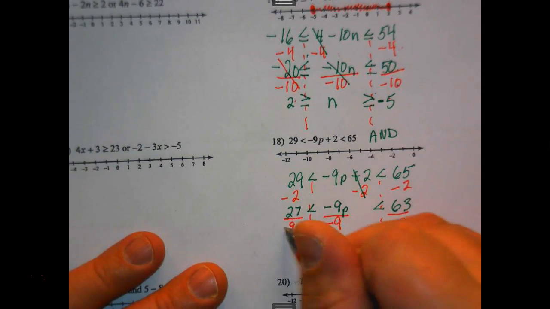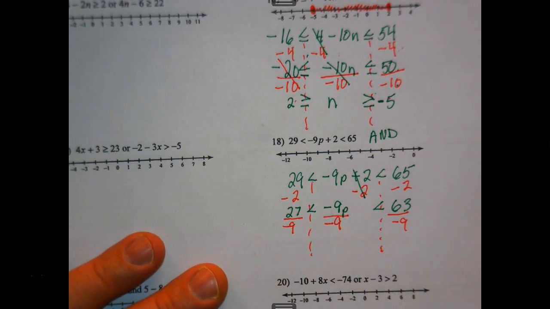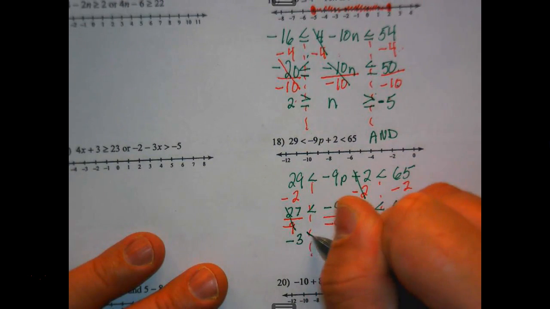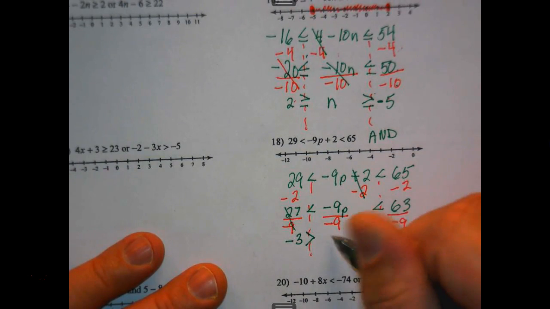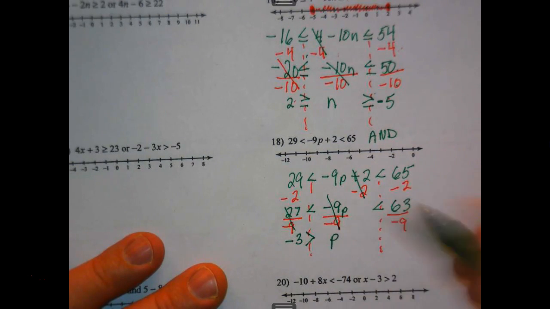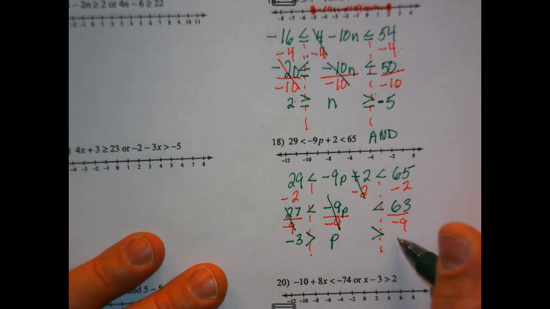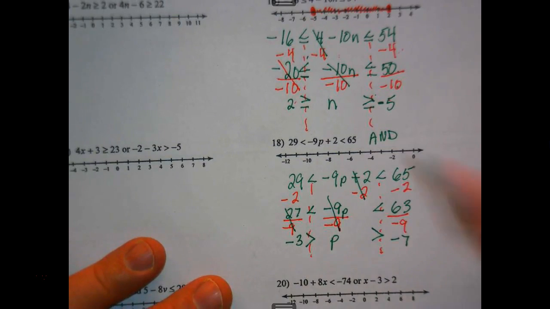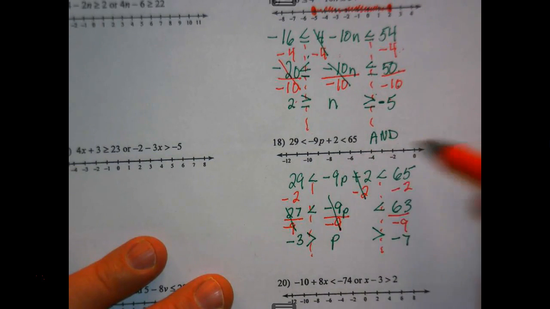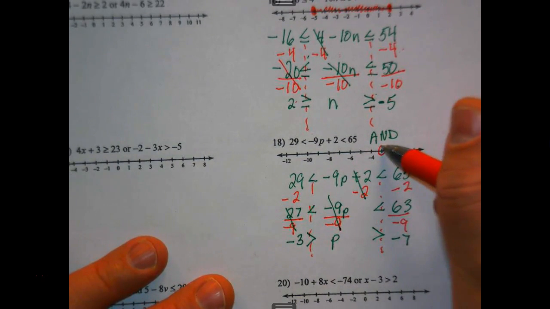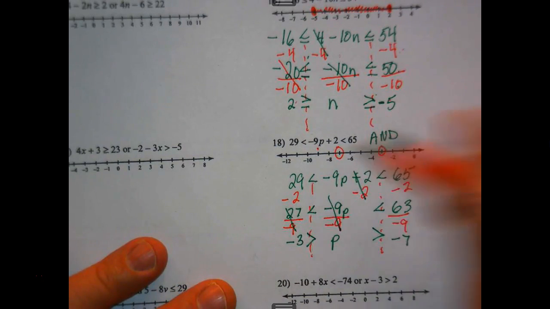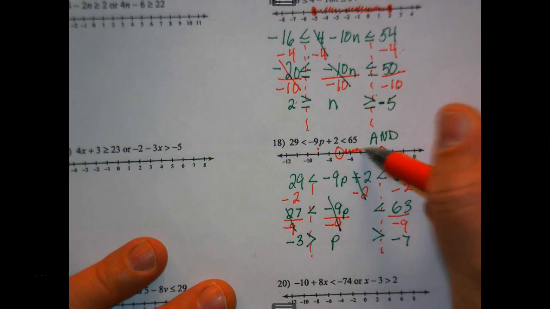Oh, and divided by a negative 9. So what do I have to do to the signs? I have to flip them. Flip the sign. These are open circles, no equal signs. So negative 3 open, negative 7 open, and problem, shade in between.